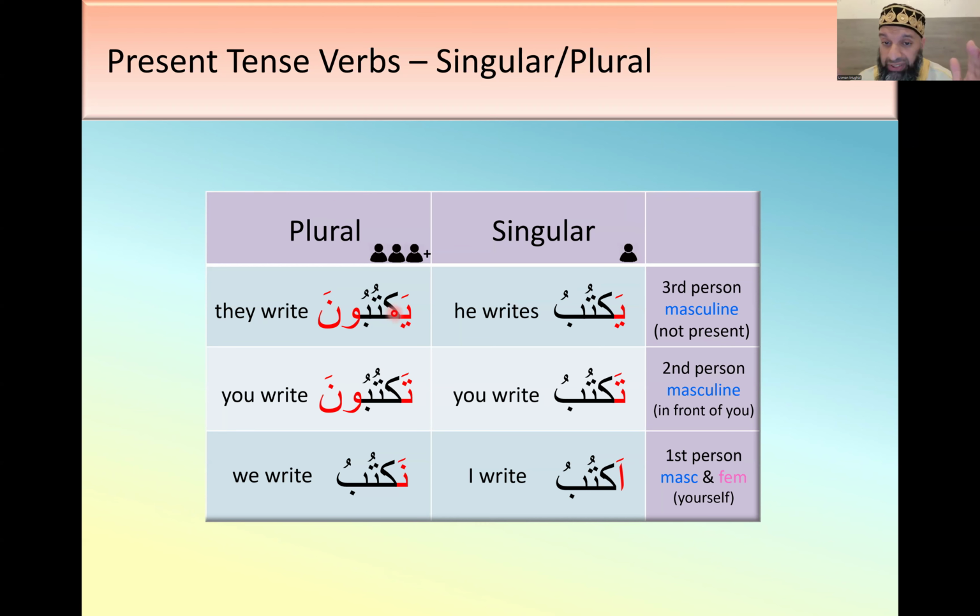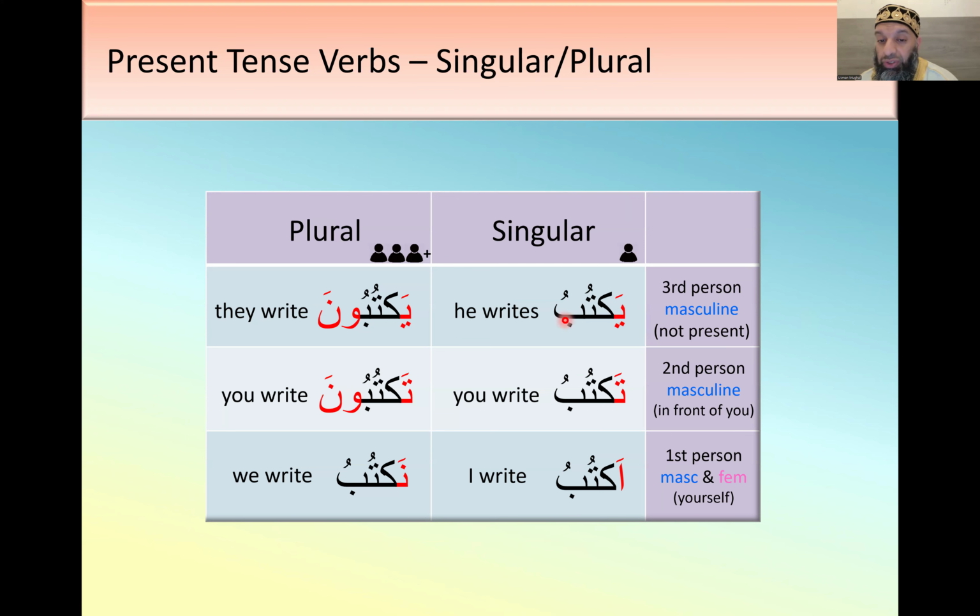So, for third person, I only want you to learn two. Just learn yaktubu and yaktubuna. So if ja'ala means to make, how are you going to say "he makes"? You just put a ya in front of it and it becomes yaj'alu. Yaktubu, he writes. He disbelieved, so he disbelieves is yakfuru. He lies, yakdhibu.